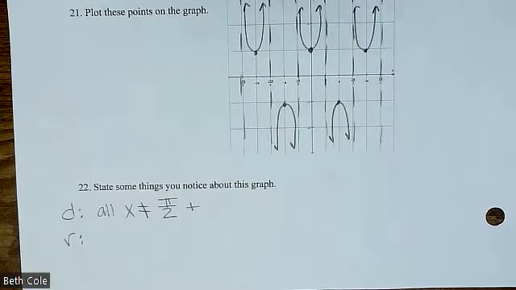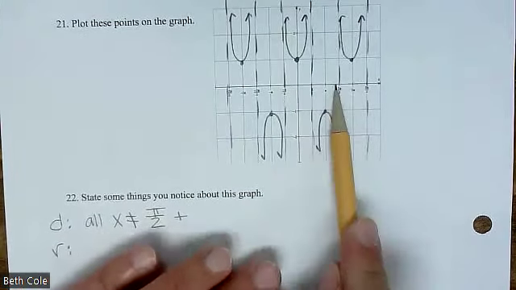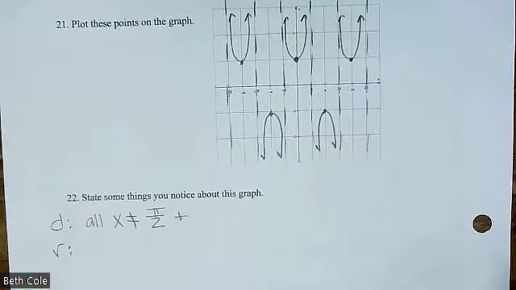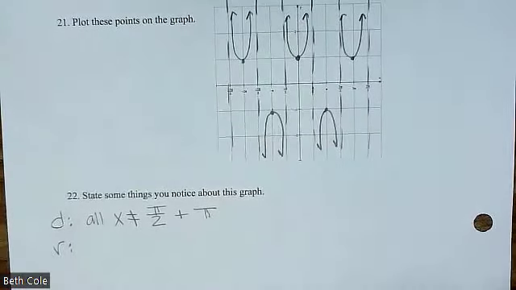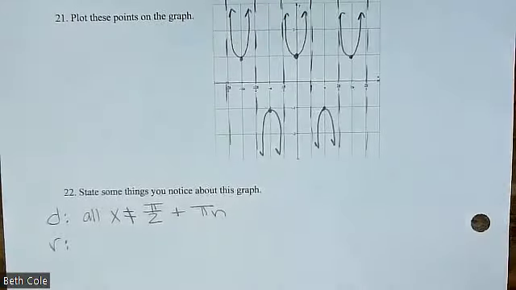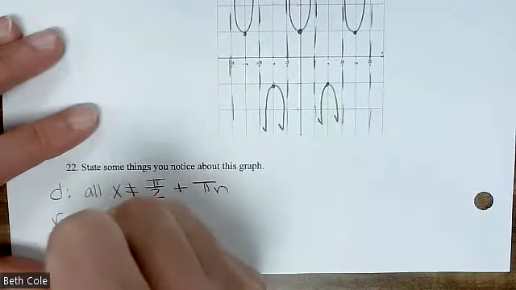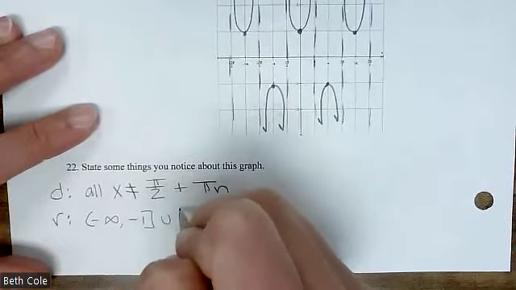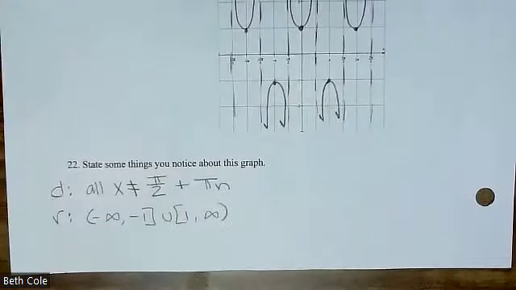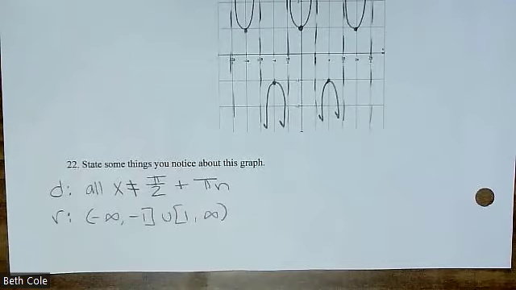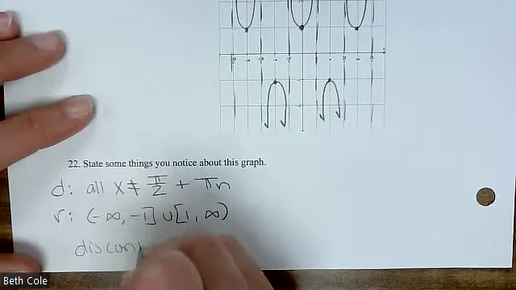plus however often they're happening. So how often do you get another asymptote? There's one at pi over 2, 3 pi over 2, 5 pi over 2, every pi. So it's pi n. The n just stands for any integer. So it's like taking care of the fact that there's an infinite number of them. All right, how about range? Yeah, that didn't change, right? That's still the same as it was for sine. All right, this is discontinuous.